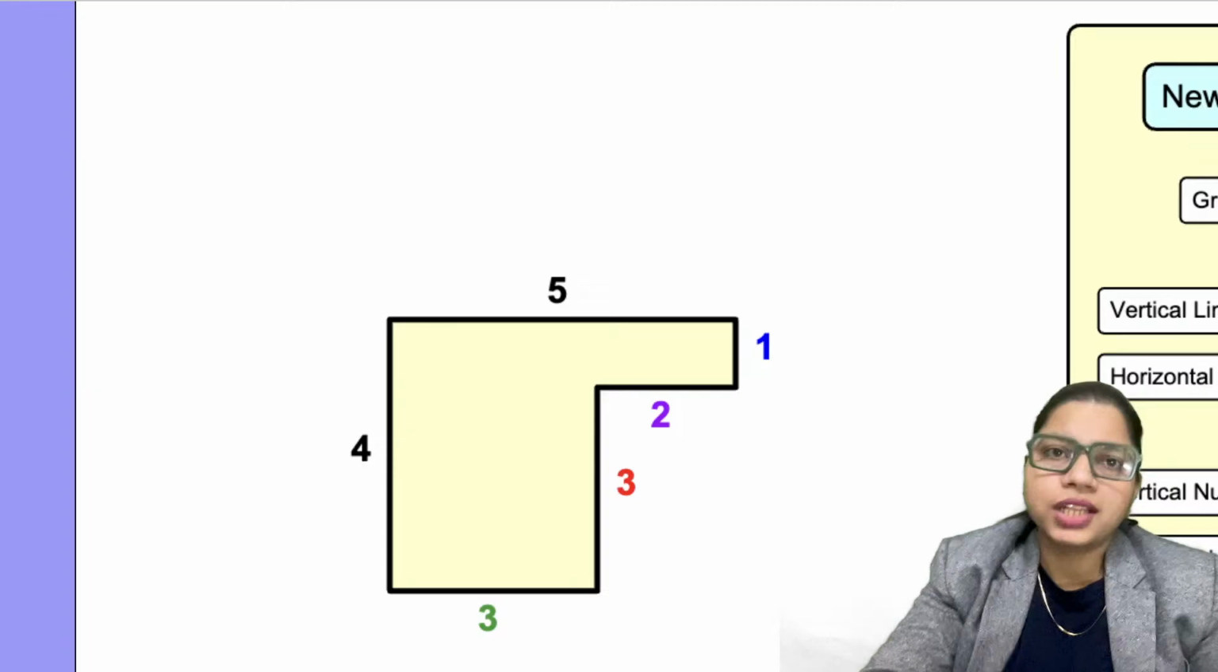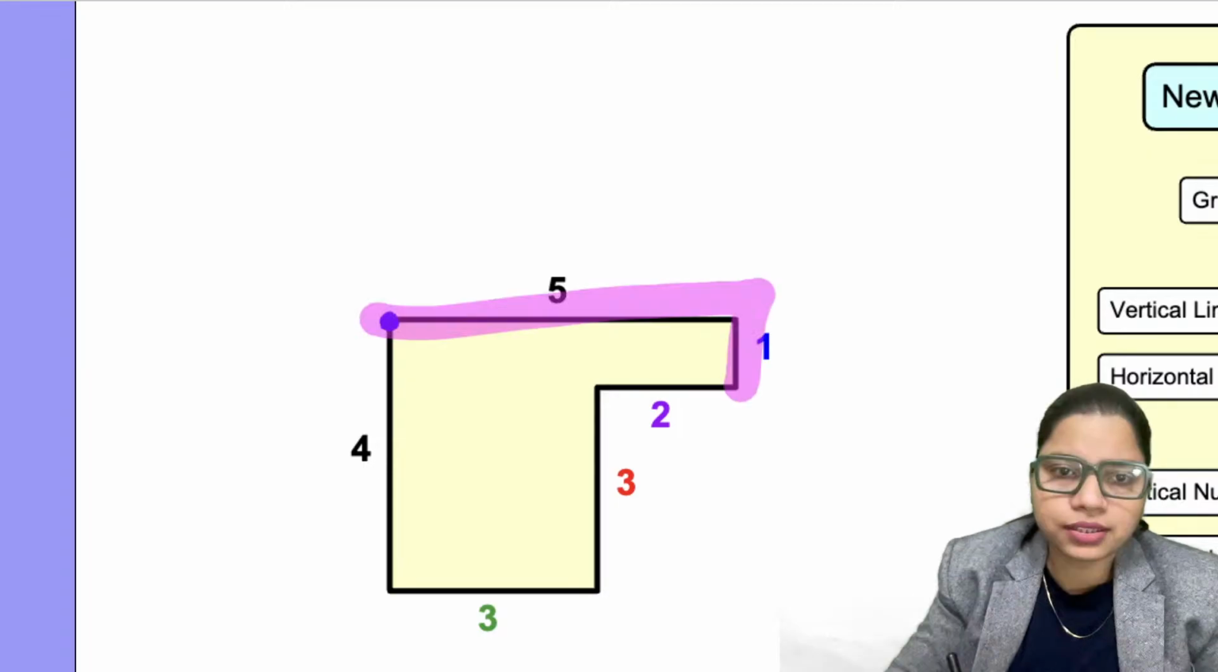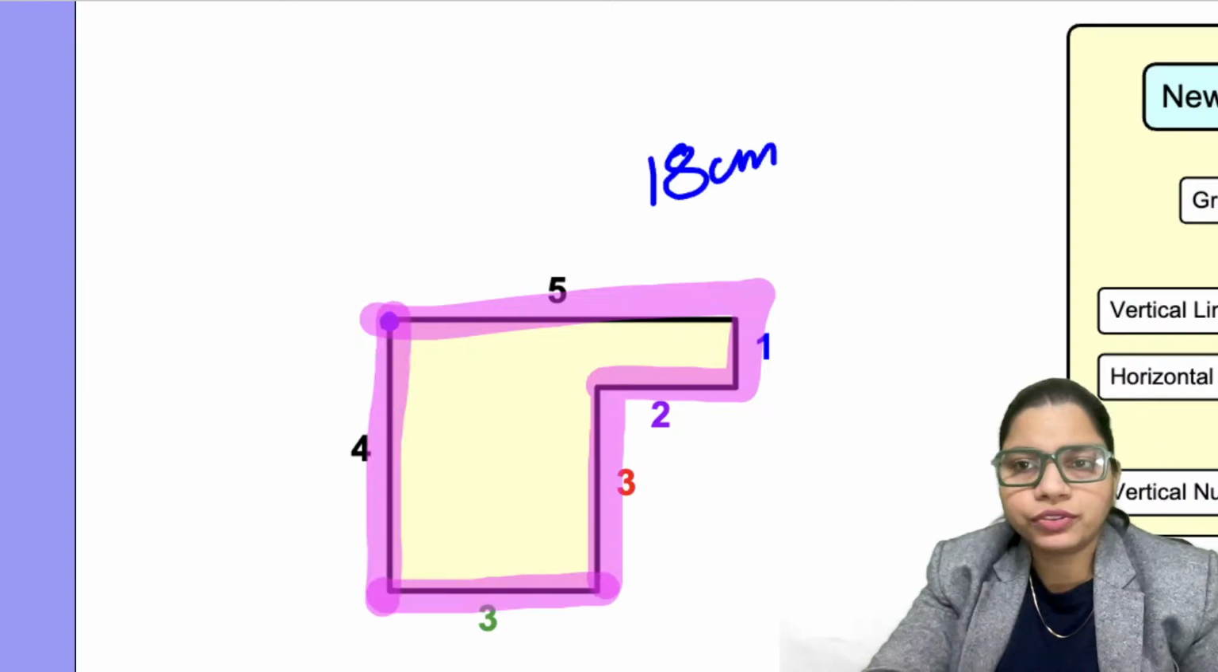We will start from here. 5 plus 1 is 6. 8, 8 plus 3, 11, 11 plus 3, 14, 14 plus 4, 18. ठीक है. So the 18 centimeters is the answer. Let's move to the next question.